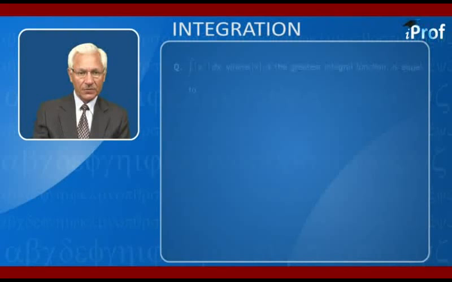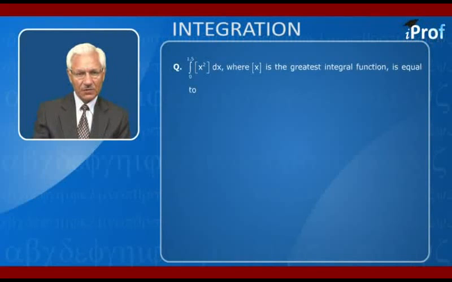The next question is the integral from 0 to 1.5 of the greatest integer value of x square dx, where this symbol is the greatest integer function, is equal to: option A, 2 plus root 2; option B, 1 plus root 2; option C, root 2 minus 1; and option D is 2 minus root 2.